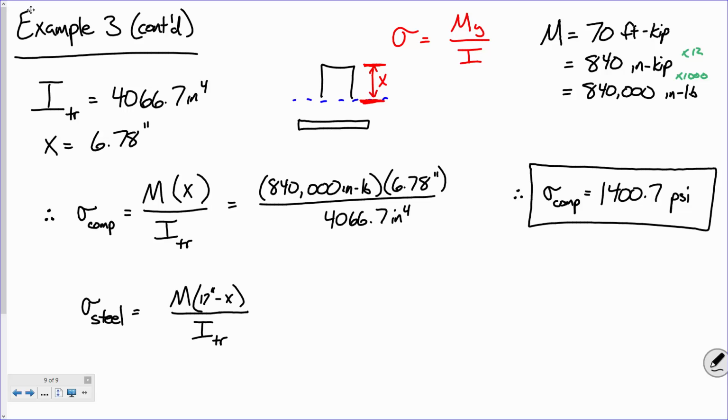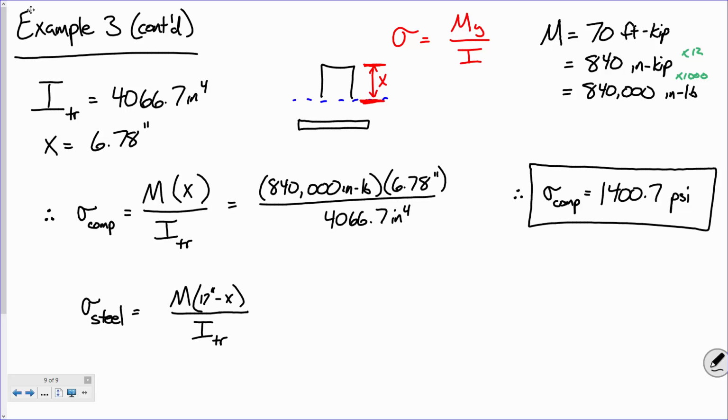Now, here's what's subtle, okay? This formula would work if we were calculating the stress in concrete, but we're not. We're looking for the stress in the steel, okay? What that means is this: we've got to go through and recognize that we did a transformation. We transformed it into an effective lump of steel, or an effective lump of concrete.